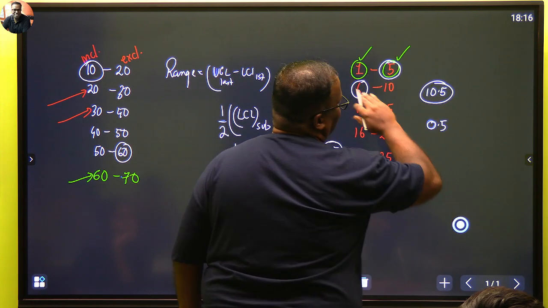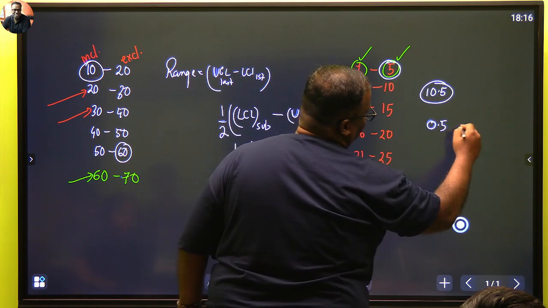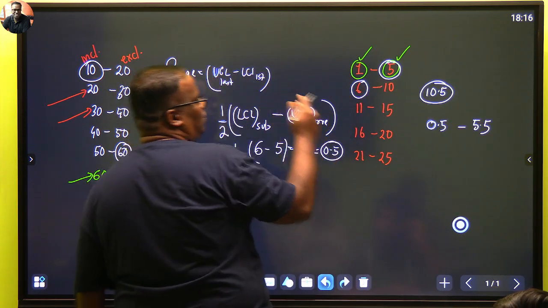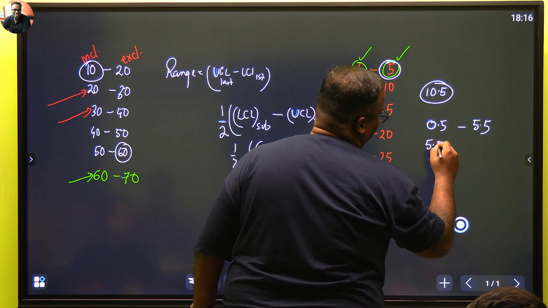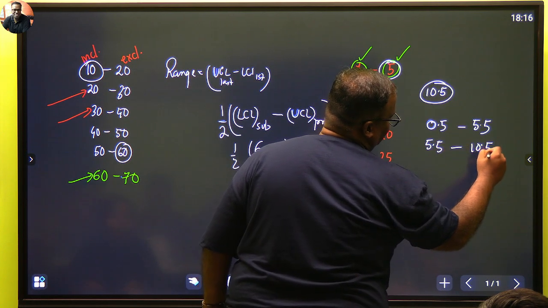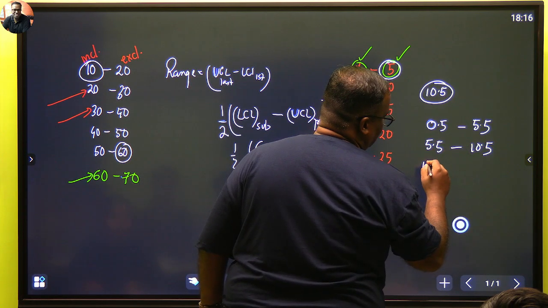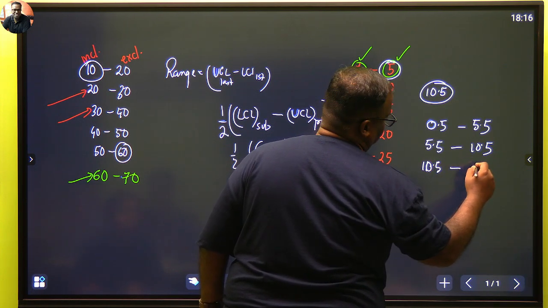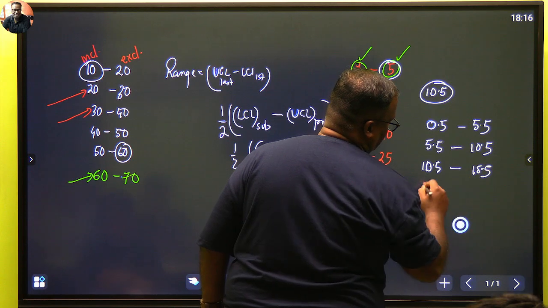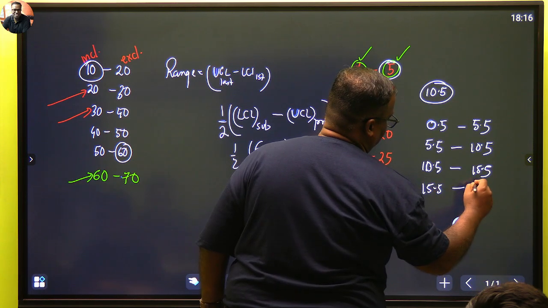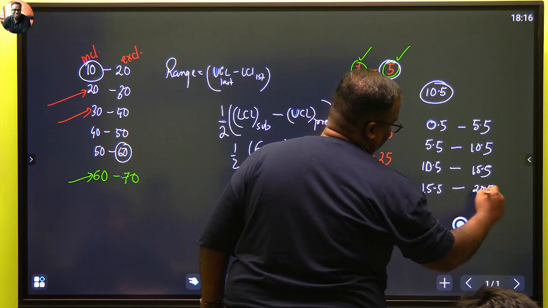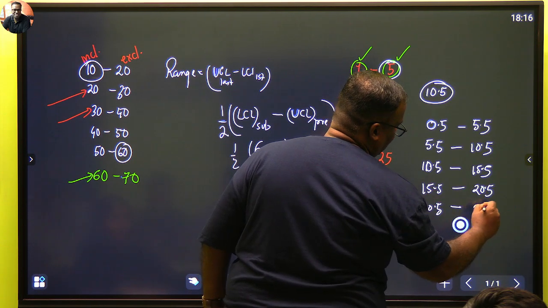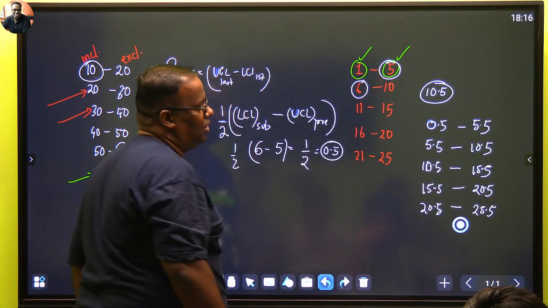0.5, and land another 0.5 on this side. 5.5. इससे 0.5 फिर वापस जाइए. 5.5, 10.5. Then 10.5, it becomes 15.5. 15.5 and then 20.5. 20.5 कितना बना? 25.5. जरा कुछ खूबसूरतियां देखिए.